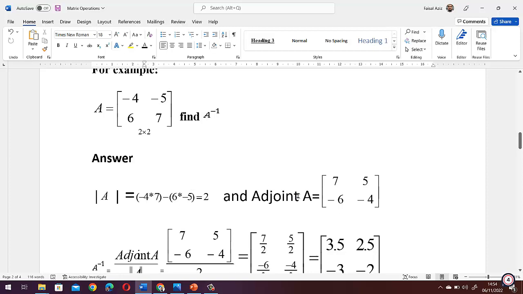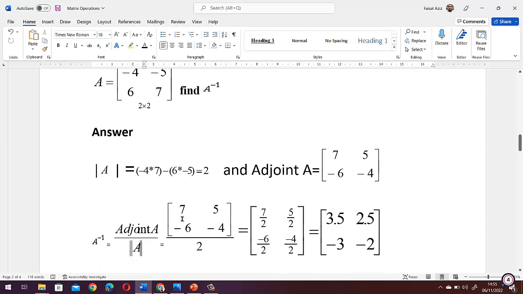When it comes to calculating the adjoint of matrix A, on the right side diagonal, which is minus 4 and 7, these values are on a diagonal, so we need to change their positions. Like in place of minus 4, 7 will come, and in place of 7, minus 4 will come. Here you can see I have changed the locations of these two numbers. And on the other side of the diagonal, I will have to change the symbols. You can see here the numbers are 6 and minus 5. So after changing the signs, the 6 will become minus and 5 will become plus.